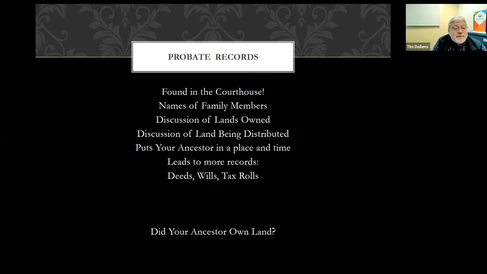But besides probate records, that's going to lead you to the deeds, which is where the land records are, the wills, which is where if someone wrote a will and was leaving their own property, and then of course the tax rolls, if they're paying taxes on property. The assessor and the tax collector in each county courthouse should have the tax rolls. So you could actually follow the tax rolls that might give you more information about when a person died.